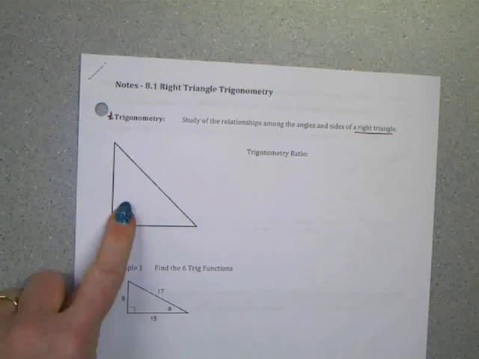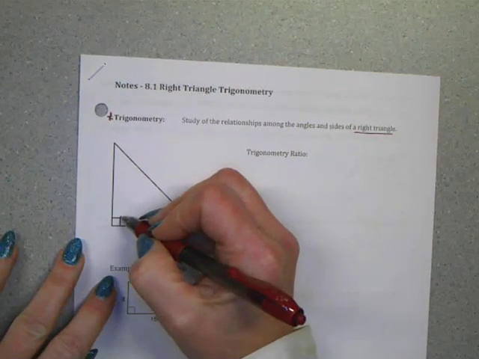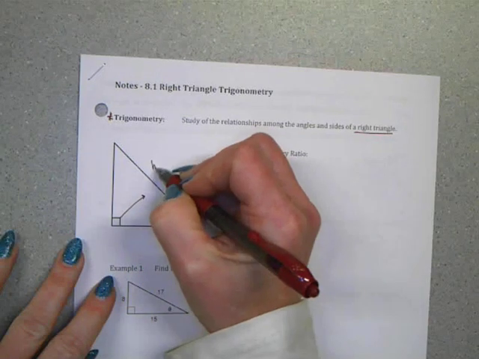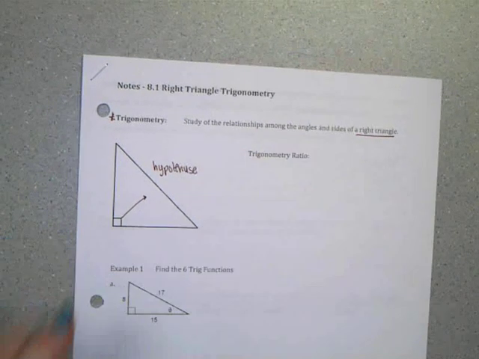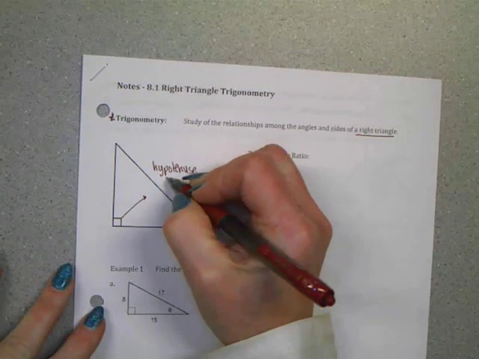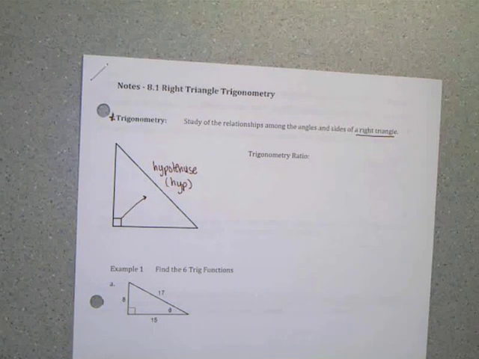So right here I have my right triangle, and we know that across from the right angle is what we call the hypotenuse. And in trigonometry we still refer to it as the hypotenuse. For abbreviation purposes today I'm going to write HYP when I'm referring to the hypotenuse.